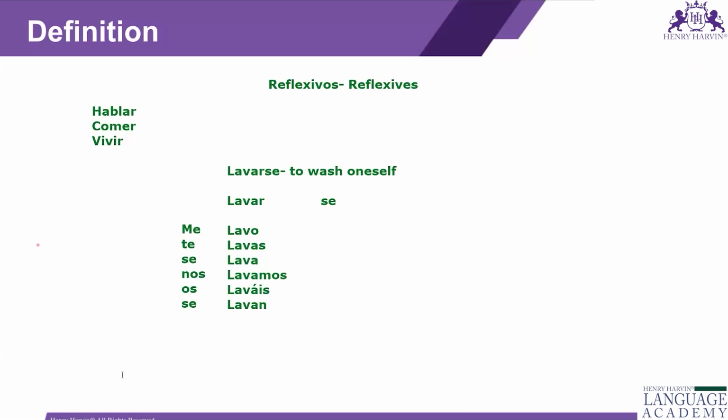For instance, if I say I wash my hands, so I wash will be written as yo me lavo, and my hands will be las manos. Did you get it? Now let me explain one more thing, I think it will make it clearer. The pronouns stay the same: yo, tú, él, ella, usted, nosotros, vosotros, ellos, ellas, ustedes.